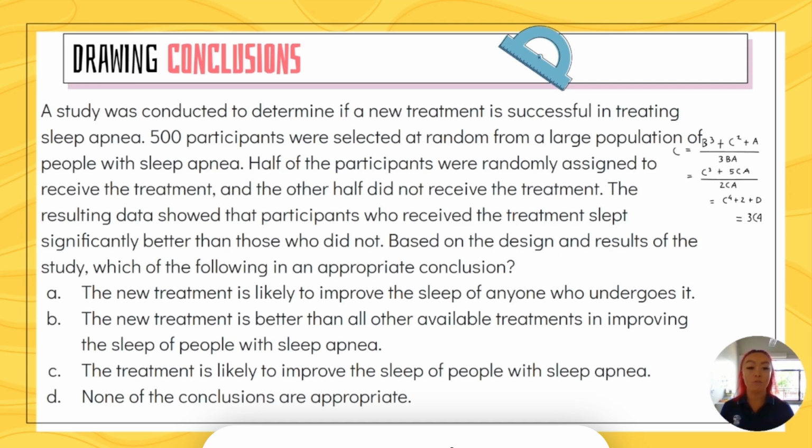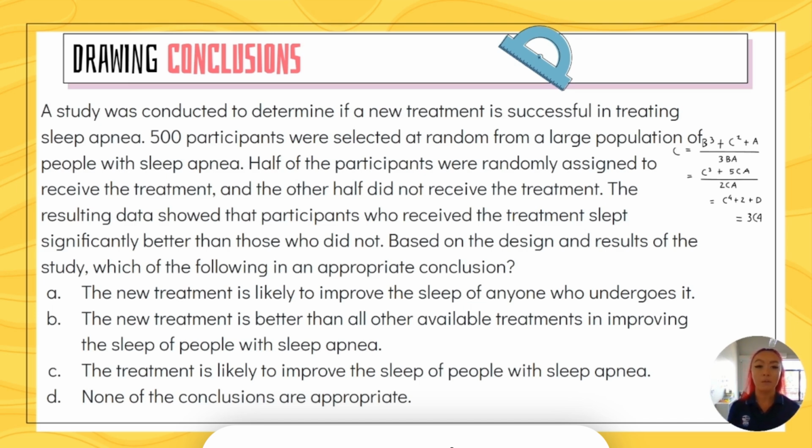Based on the design and results of the study, which of the following is an appropriate conclusion? So A says, the new treatment is likely to improve the sleep of anyone who undergoes it. Well, that doesn't seem correct because the study is only about people with sleep apnea, and the participants that were chosen are participants with sleep apnea, right? Not just anyone.